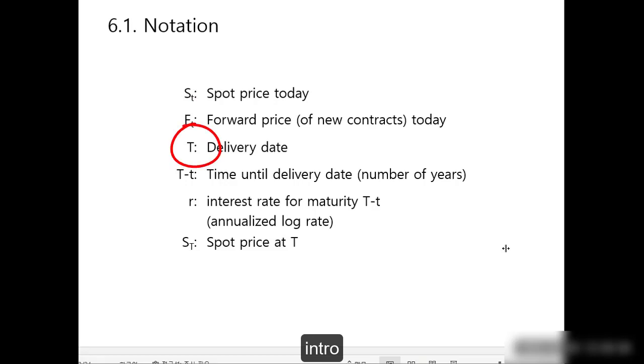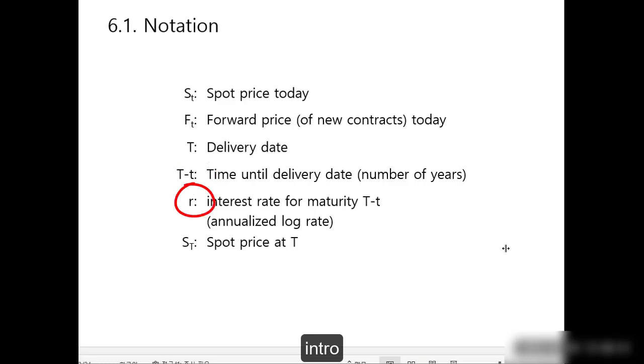Therefore, capital T minus small t is the time to delivery, time to maturity. And we count all this time variable in terms of years. So if it's a 6-month contract, capital T minus small t would be 0.5. If we are talking about a 3-month contract, then capital T minus small t would be 0.25. If we are talking about a 1-month contract, then capital T minus small t would be 1/12, things like that. So we are counting years.